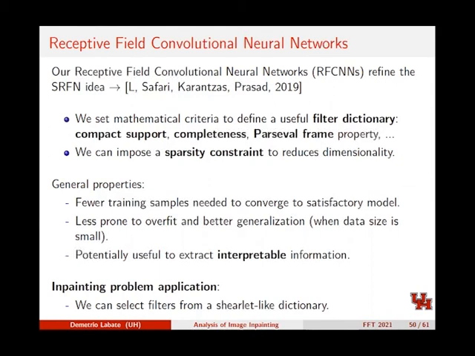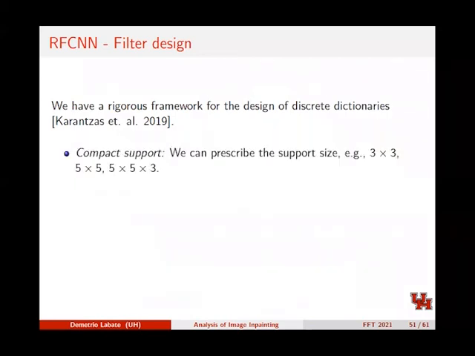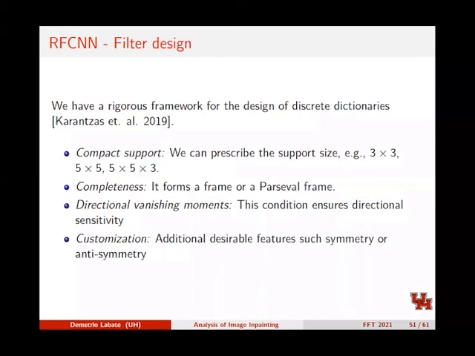So, in fact, I'm going to use this idea to select filters from a special dictionary, which has the same properties as shearlets. And so in the theory of RFCNN, we do have a precise framework to build this dictionary. So we can build filters with compact support of essentially any prescribed size that are a frame or a Parseval frame. They have directional vanishing moments so that they mimic, in the discrete sense, the property of shearlets, and you can customize them with additional features, for example, symmetry or antisymmetry.